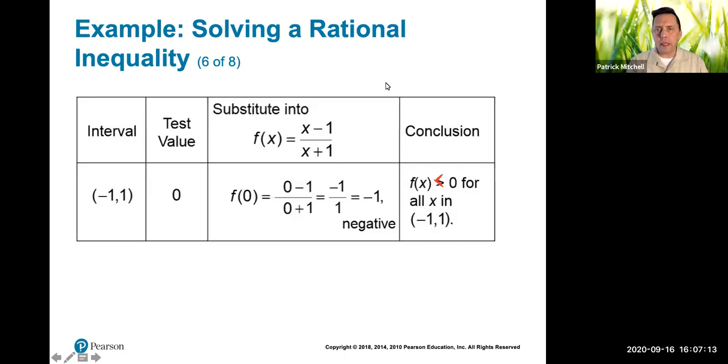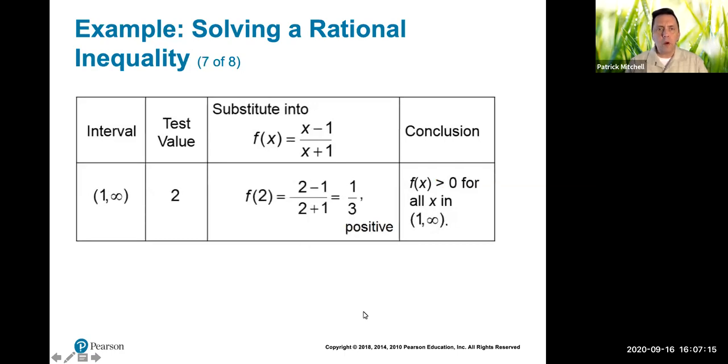And finally, we have this interval. The test value is 2. If you substitute 2 into this function, you get f of 2 equals 1/3, which is positive. The conclusion is f of x is greater than 0. That is correct this time, for all x in the interval from 1 to infinity.